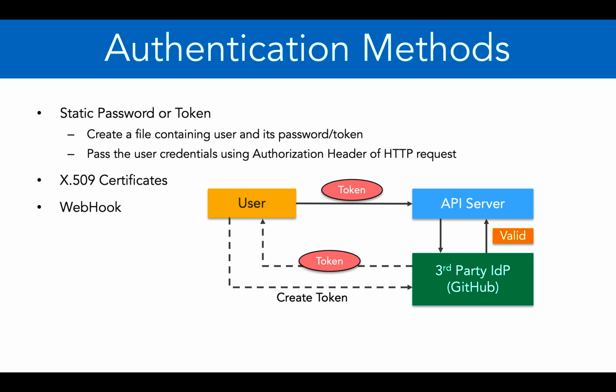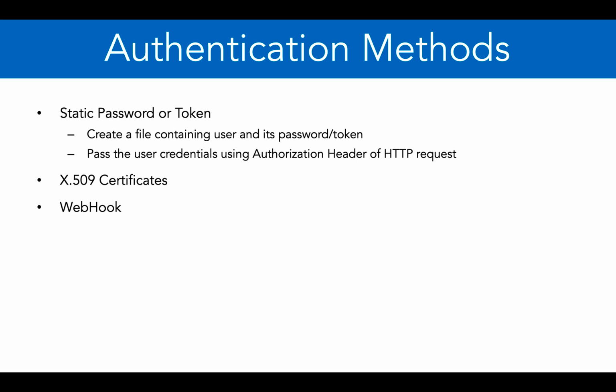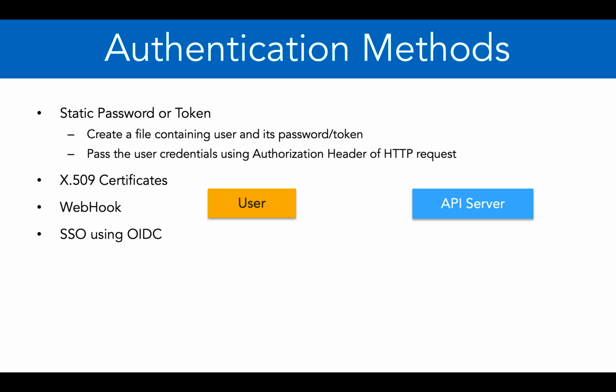Cloud service providers sometimes use Webhook, but the final one, which is called single sign-on using OIDC or OpenID Connect, is a widely used authentication mechanism in Kubernetes. Now the way it works, again we have user and API server, and we have an OAuth enabled ID provider like Google, Microsoft AD, AWS IAM, etc.